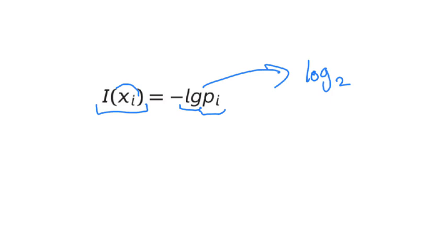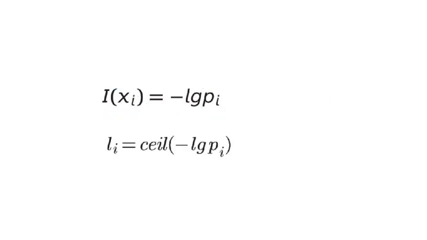In fact, we can write it in this way now. Li, this is the length, the number of bits required to represent a certain string, that will be the ceiling, rounding up whatever the value of negative log of the probability of that particular string. Now we have seen this before, we're just putting it in the form of a formula. Can you understand this?